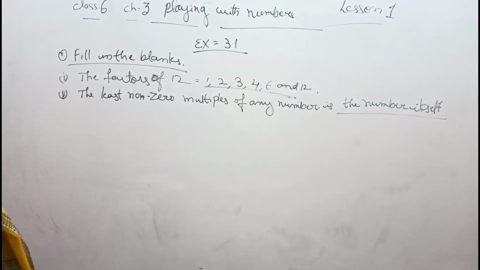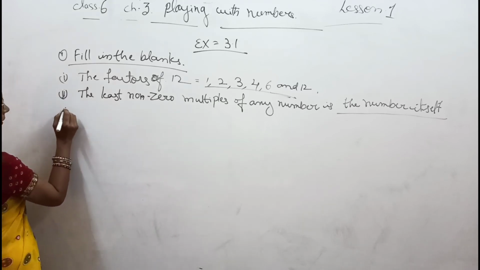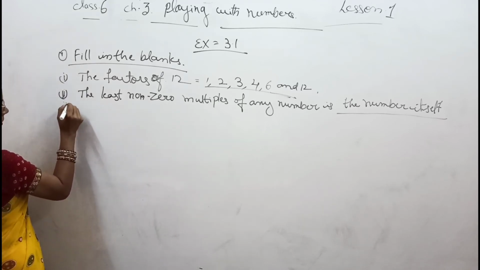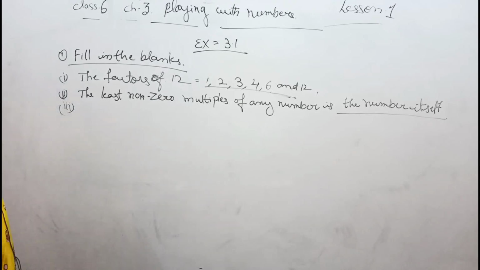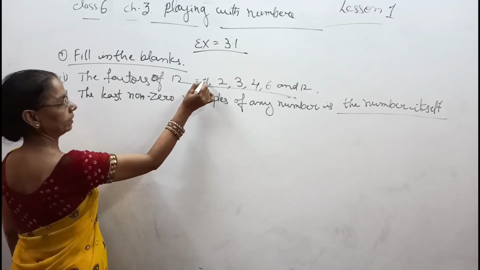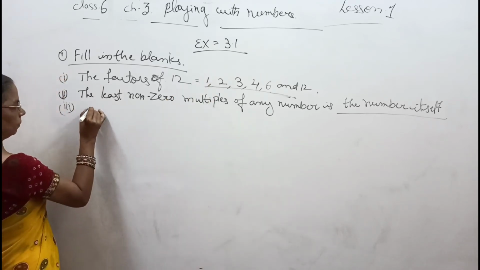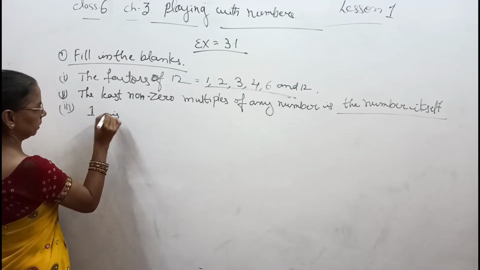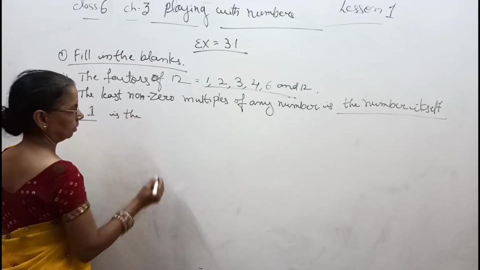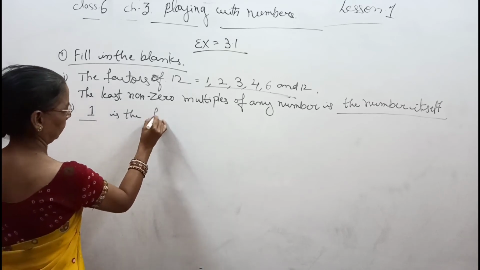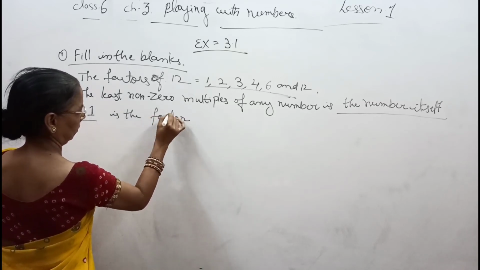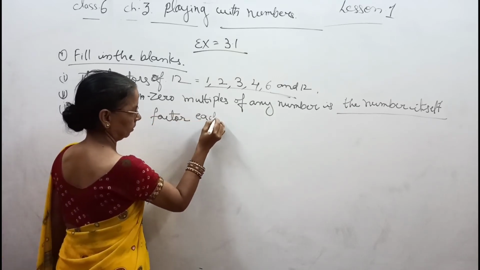Now the third blank: dash is a factor of every number. 1 is a factor of every number, because each and every number is multiplied by 1 to give itself. So 1 is a factor of each and every number.